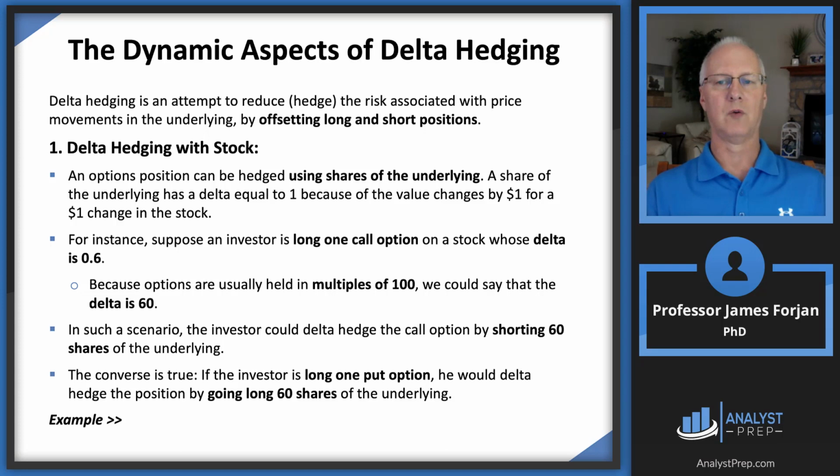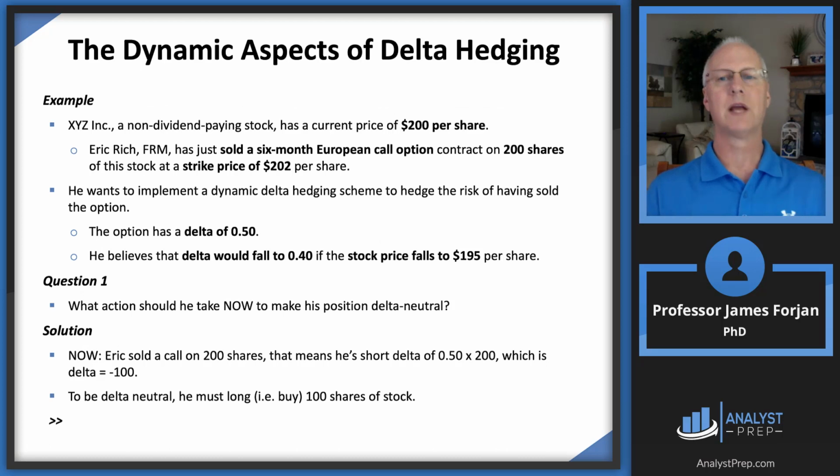Suppose an investor is long one call option, and remember, one call option is written on 100 shares, and that delta is 0.6. In multiples of 100, that means the delta we can say is 60. So if we have 100 options, we're going to short 60 shares of stock. So there's our delta hedged portfolio, by shorting 60 shares. And then of course, if we own one put option, then we would have to go long 60 shares of the underlying stock.